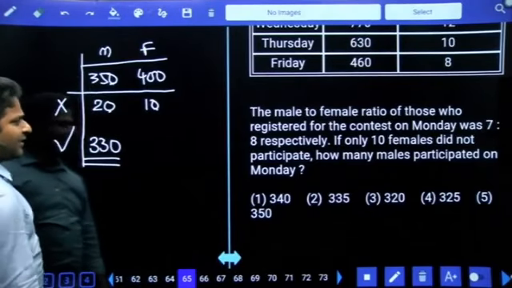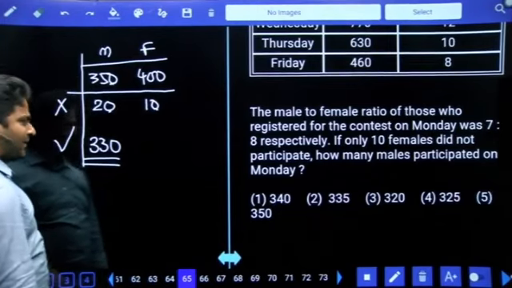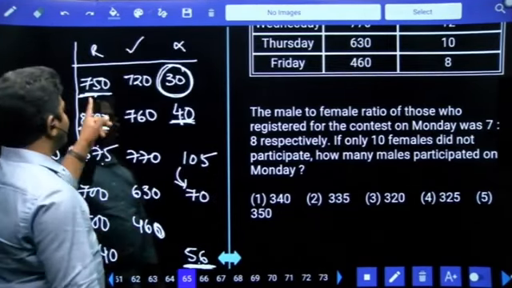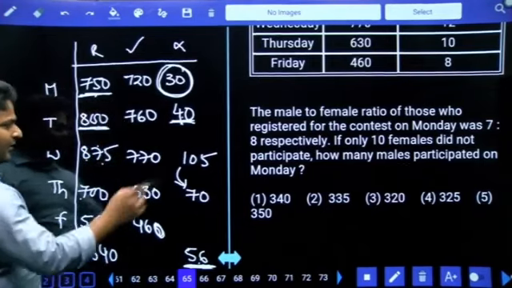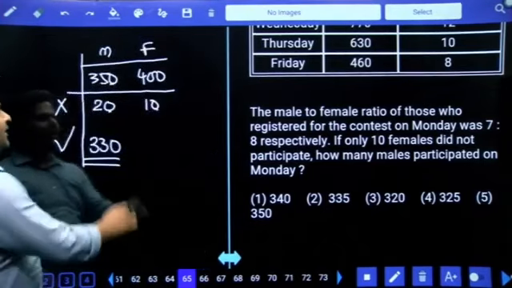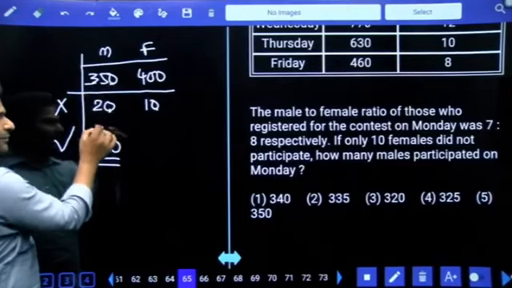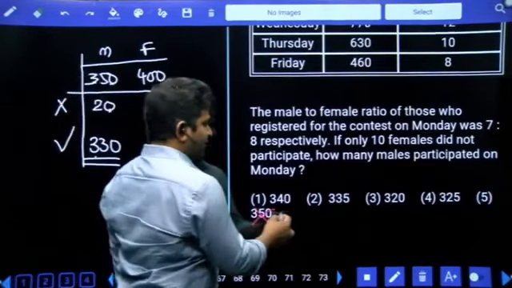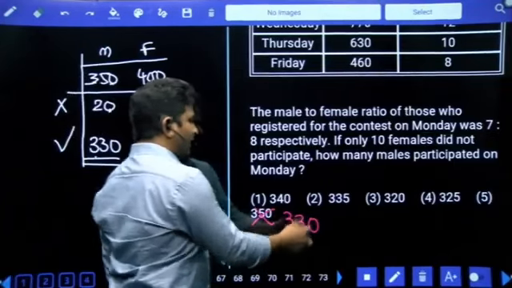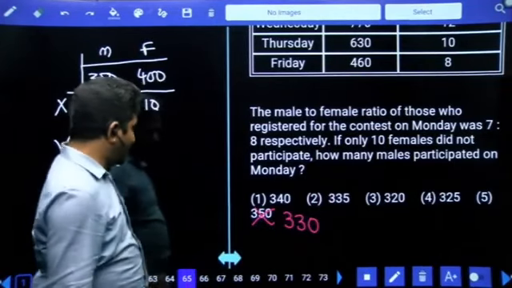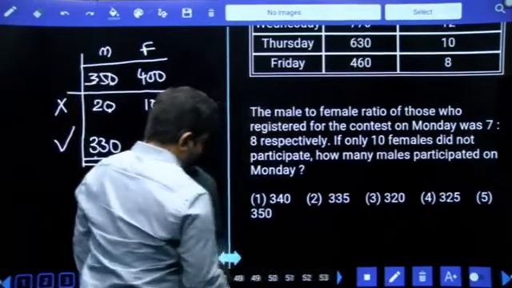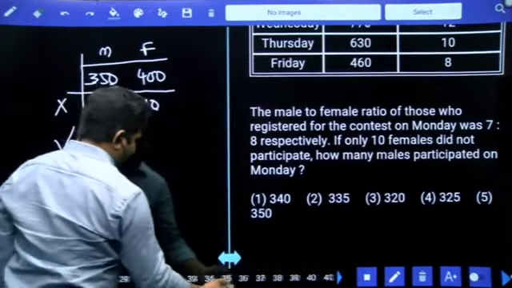Yes, 330. How many male participated? Yes, it has to be on Monday only. On Monday, out of 350, 20 did not participate. So 330 should be our answer. Let's change fifth option to 330. Now, with this, we have even completed the second set in data analysis.